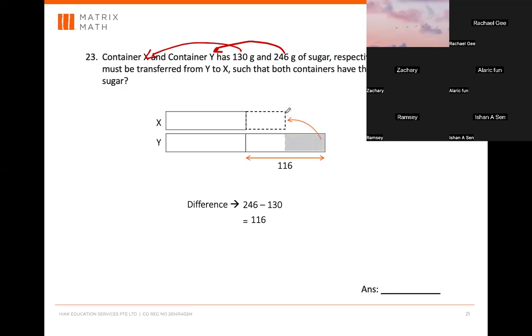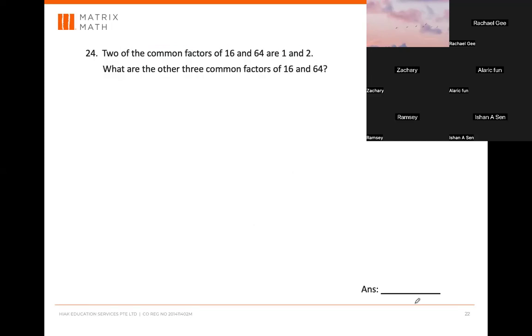So isn't it, at the end of the day, both containers have the same amount? Okay, so therefore 116 divided by 2 will be 58. So our container Y has to give 58 to X so that they have the same amount of sugar. The answer will be 58 grams. Remember to write your units. No units, marks will be deducted.